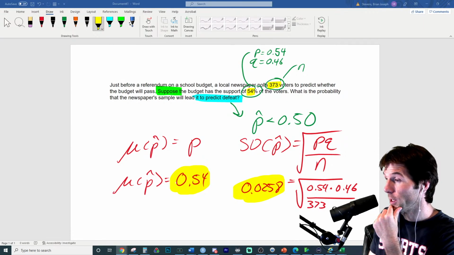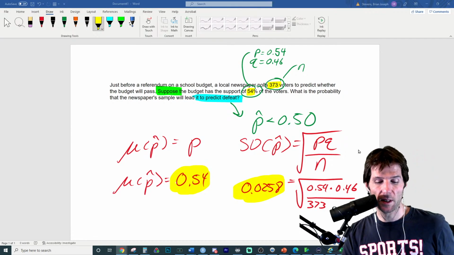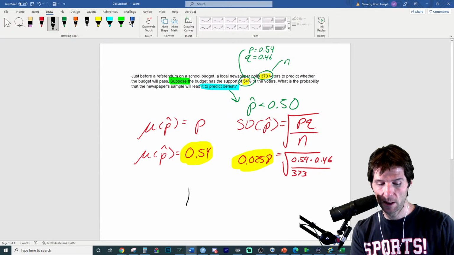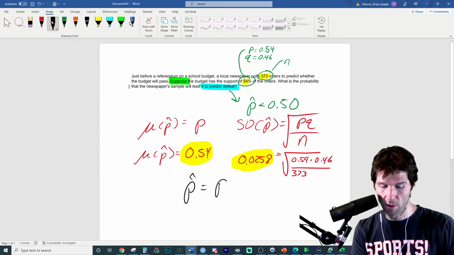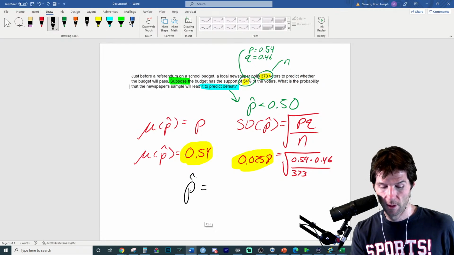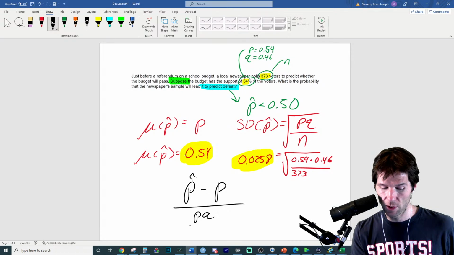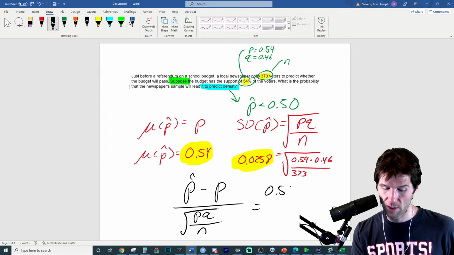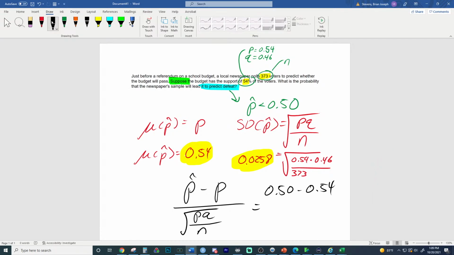Now you might be wondering, how would we solve this on a test? Well, the answer is we could look at the z-score. To solve for the z-score, we would take the sample mean, what we're observing, minus the true mean, their difference, and then divide by the standard deviation. The top part of that equation is 0.50 minus 0.54, over 0.0258. It's going to be a negative z-score.